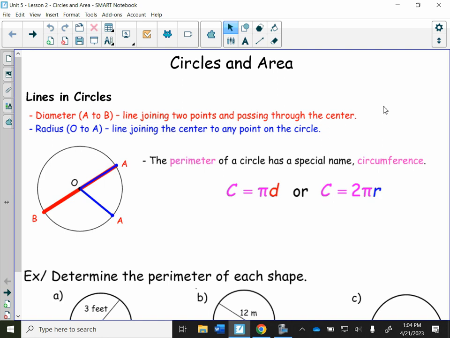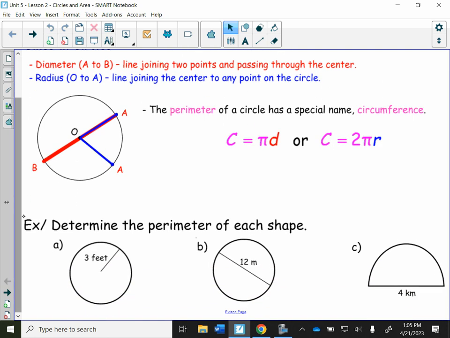So, first thing, circles. There are some special lines that we absolutely positively need to know the name of in a circle. A diameter, which is my line that's in red from A to B. It's joining 2 points and it has to pass through the center, all the way across the circle. A radius, on the other hand, O to A, is joining the center to any point on the outside of the circle. That's our radius. It's halfway across the circle. Using those two values, diameter or radius, you can find the perimeter of a circle, which we actually call circumference. And again, these all should be familiar, but if they're not, welcome to the club.